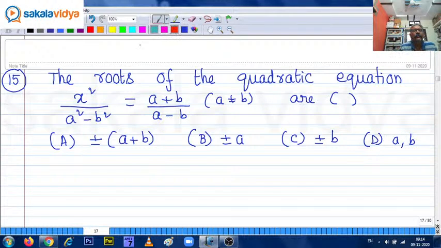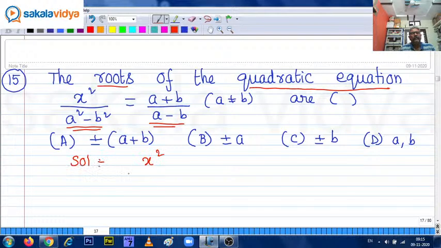Now the roots of the quadratic equation x square upon a square minus b square equals a plus b by a minus b. First we need to write a square minus b square as factors, a plus b into a minus b. Then a minus b cancels. We can write x square upon a minus b times a plus b equals a plus b upon a minus b. It's very clear, the a minus b gets cancelled.